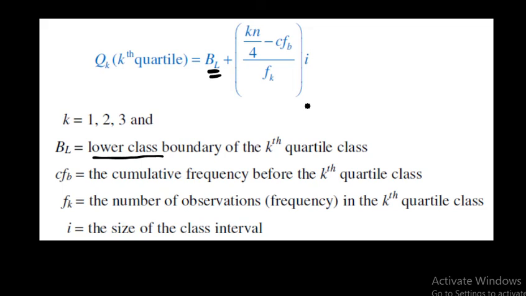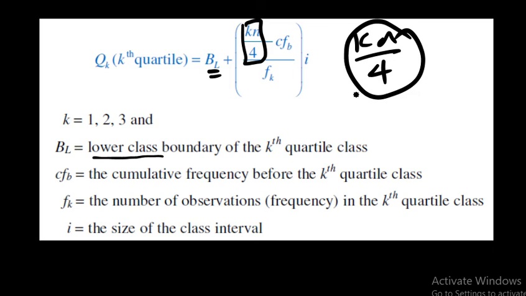First of all, identify the class. How to identify the class? By using this formula. Kn over 4 will tell you which class you are going to calculate. For the first quartile, the second quartile, and the third quartile, the class differs. So the class will be identified by the formula Kn over 4. So what's N? It's the total number of frequency, the sum of the frequency.